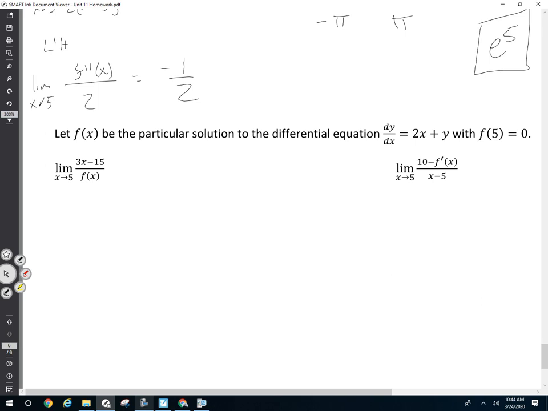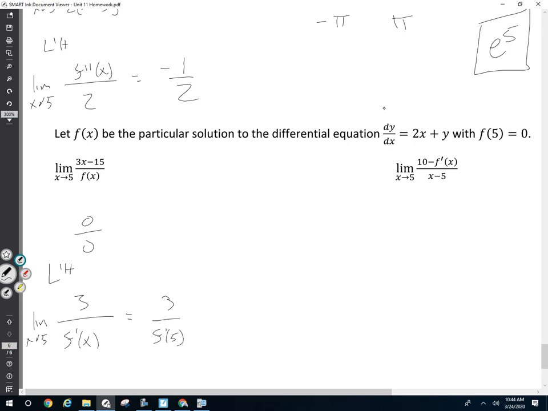So here's a differential equation. We're not going to be able to solve this, but we could answer this question. Well, the limit as x approaches 5. I plug in 5, I get 0. I see f of 5 is 0. So L'Hopital's rule. The derivative of the top, the derivative of the bottom, that's f prime of x. Find the limit as x approaches 5. Okay, I need to find f prime of 5.